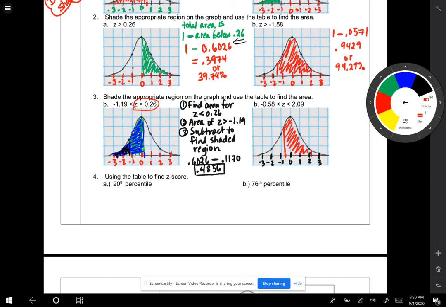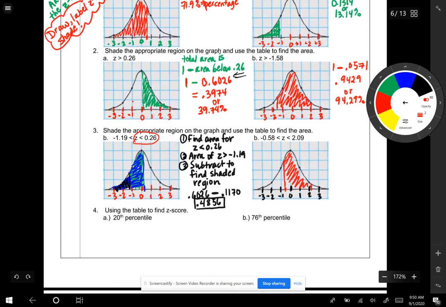So the area z less than 2.09 is 0.9817, and you can see that because it's almost the whole density curve, minus 0.2810, and that equals 0.7007. Right?